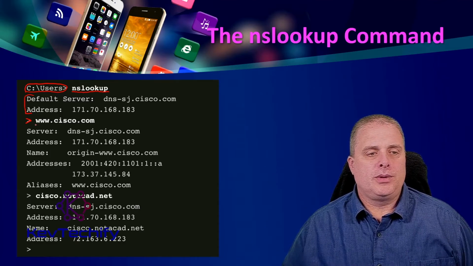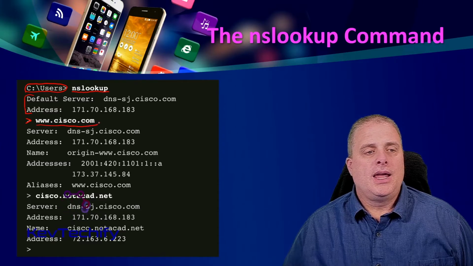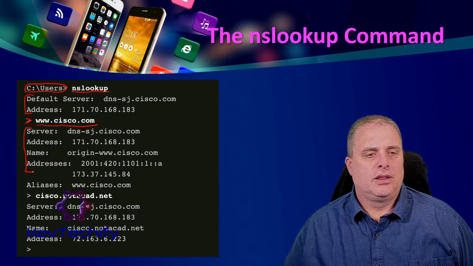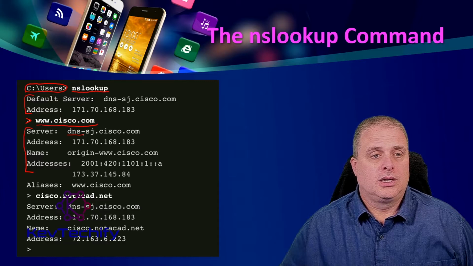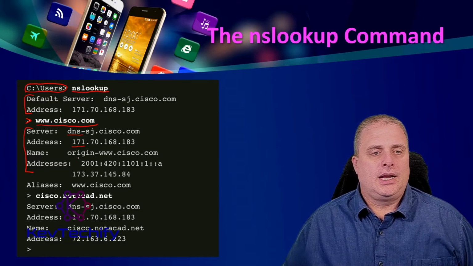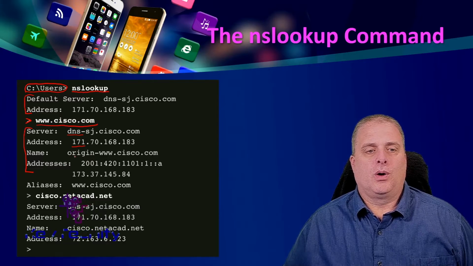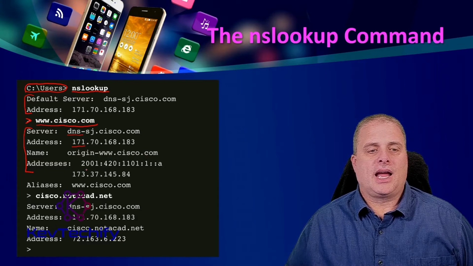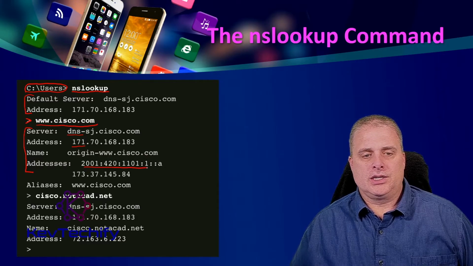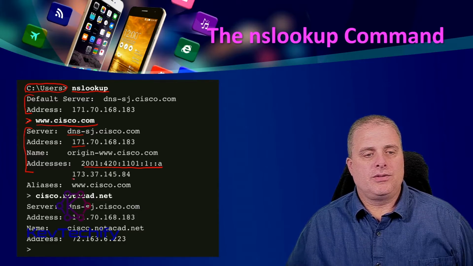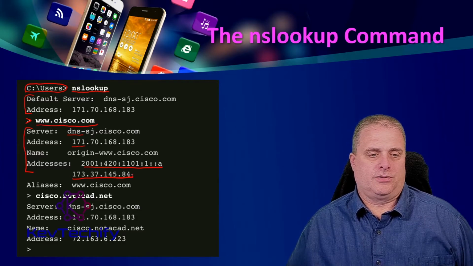And when we type in www.cisco.com, it replies back with, this is the domain server that was able to process our request. That was the IP address here of that server. Here is the official name, origin-www.cisco.com, and here's the IP address. We give you the version 6, that's the global unique address, IP version 6, and we also give you the IP version 4 address for that.